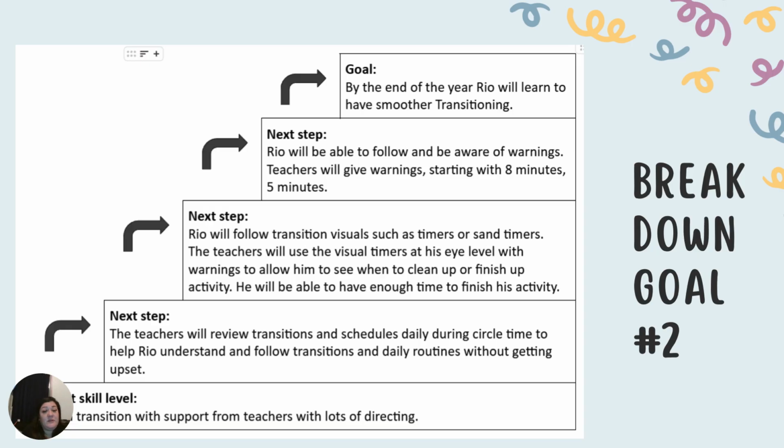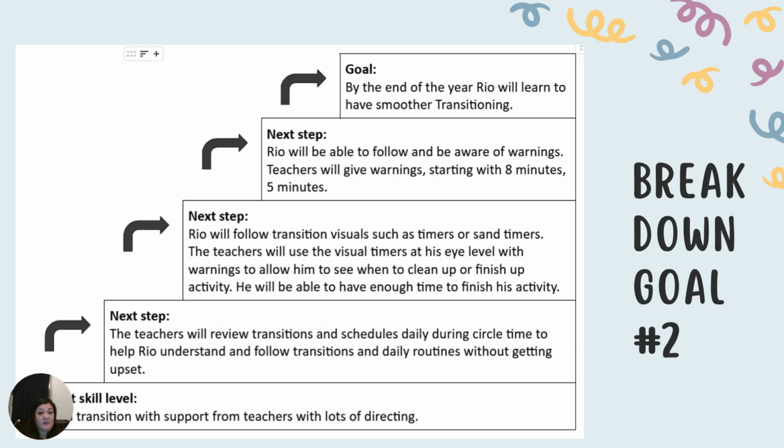Rio will follow transition visuals, use timers or sand timers. The teacher will use visual timers at his level with warnings to allow him to see when cleanup or to finish the activity. He will be able to have enough time to finish his activity.